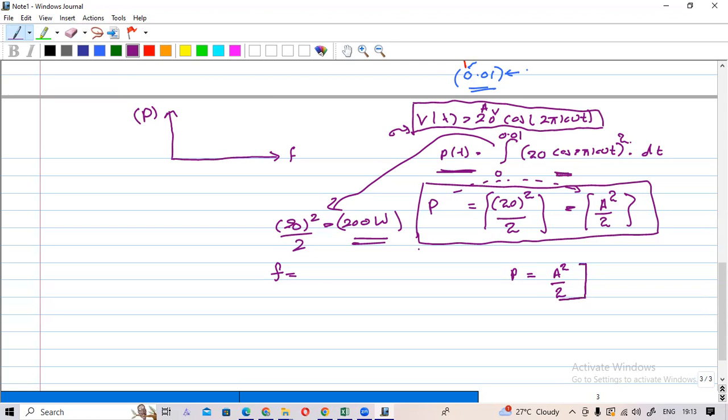This is power. Using this equation, you can calculate the power. Now, what is the frequency? What is the frequency of this signal again?